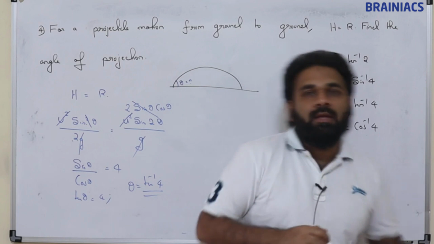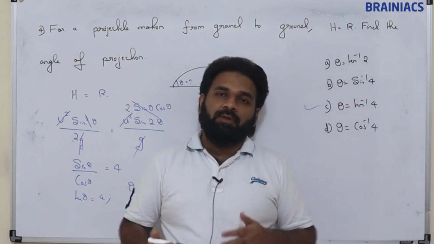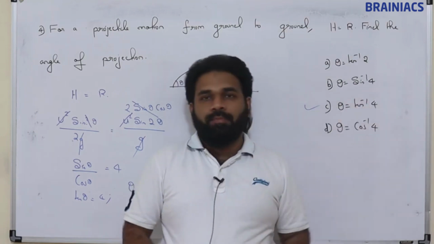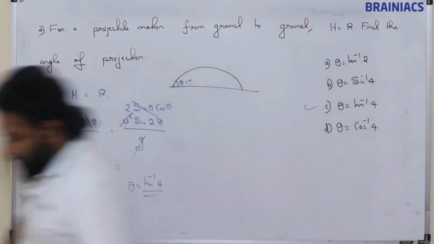So for every value we may not be able to say it is 37 degree or 53 degree; some values we may not know, and they will give them in the options. So theta is equal to tan inverse of 4. This is the answer for this question.